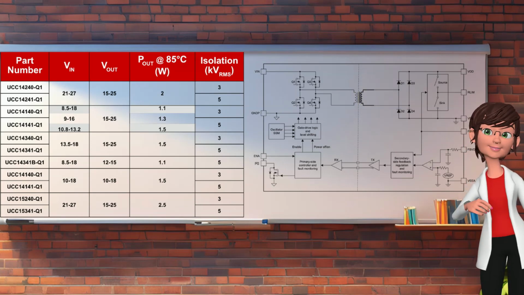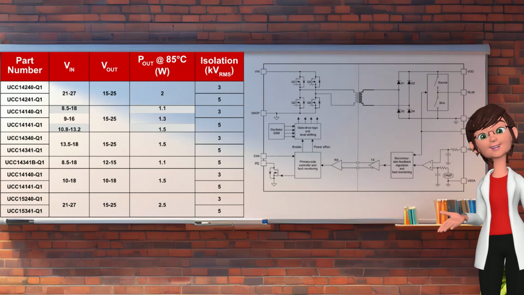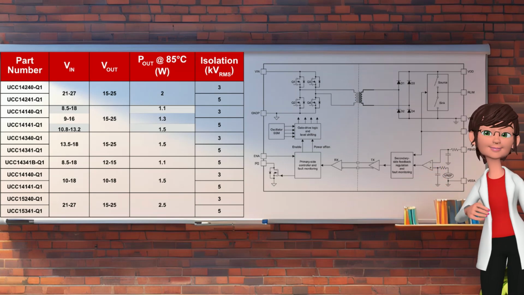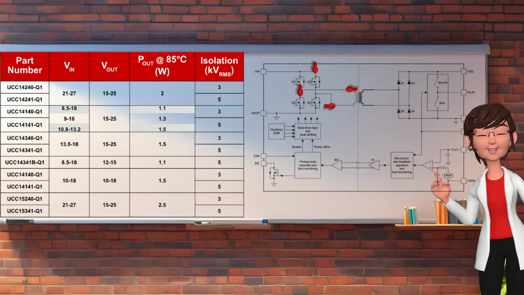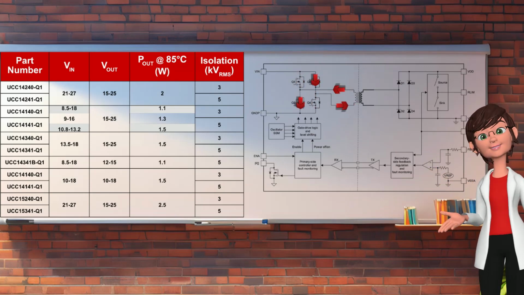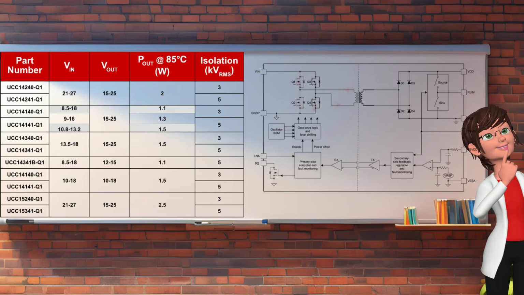So, what about the power differences? Fundamentally, as the input voltage is lowered, the input currents increase. Here we are at the mercy of Ohm's law, where higher currents result in higher I squared R losses.